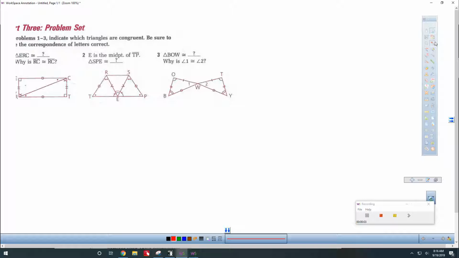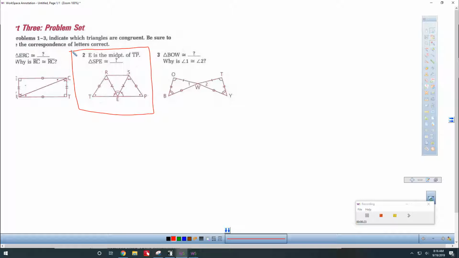We have this poorly snipped number 1, 2, 3. I wanted to try to get the directions in here, but it says, indicate which triangles are congruent, and be sure and use the correspondence of letters correctly. So, we're going to focus on number 2 here. It says that E is the midpoint of TP. So let's start with that.